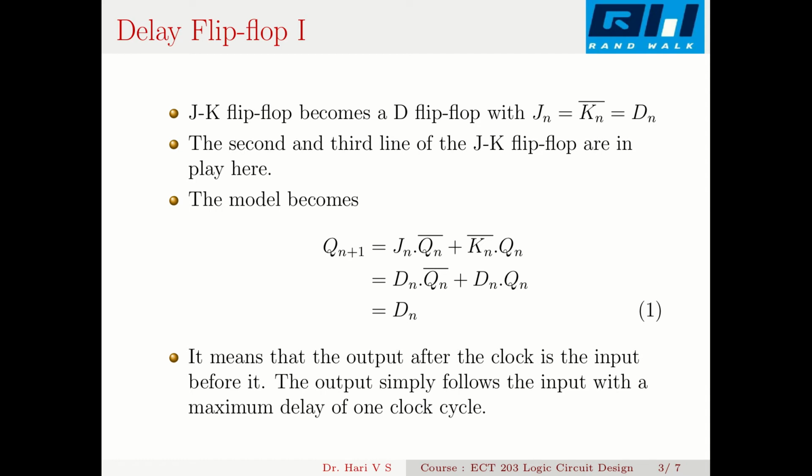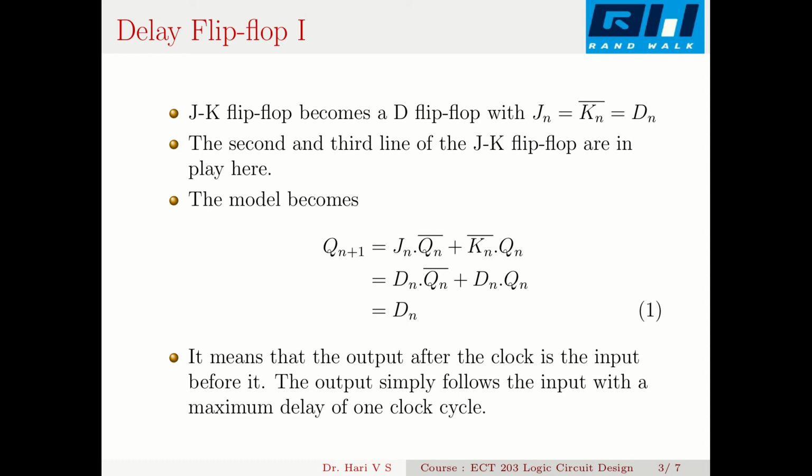Now, what is a delay flip-flop or D flip-flop? A JK flip-flop becomes a D flip-flop with Jn equal to Kn complement, which is equal to Dn. When the inputs J and K are complements, if K is the complement of J or J is the complement of K, and that is equal to some input, say Dn, then it becomes a delay flip-flop.